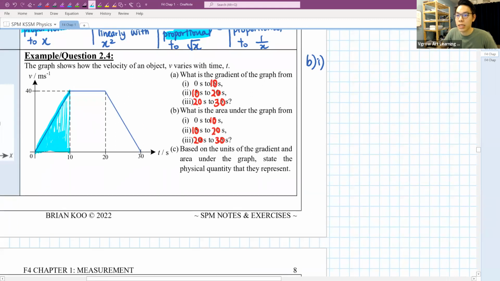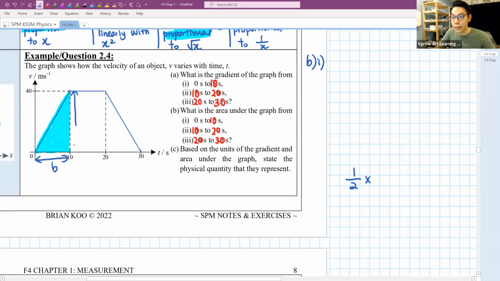Okay, this is the meaning of it. We know that this is a triangle. When it's a triangle, the formula for the area of a triangle is 1/2 times the base times the height. That is the area under the graph from 0 to 10 seconds.